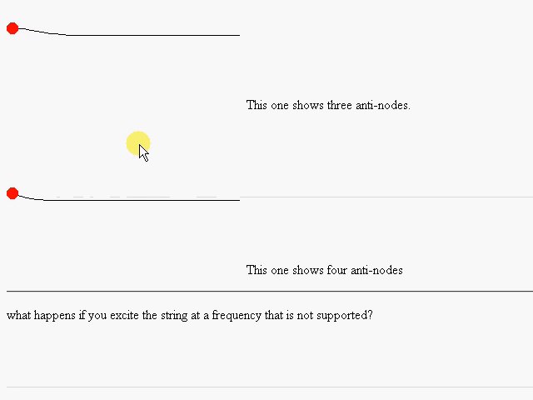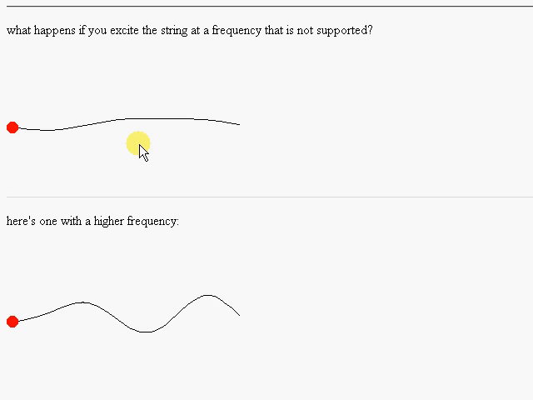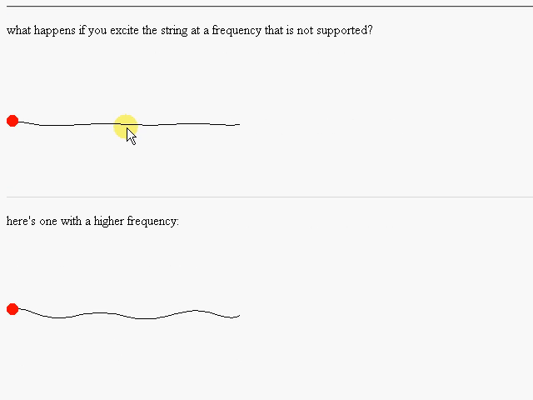Now, okay, so that's how resonance works, but what happens if you excite it at a different frequency, one that's not in the list? Well, here's an example. You can see the string does respond. It kind of starts to move. The big deal here is it doesn't grow and grow and grow. So that frequency doesn't experience what we would call gain or amplification.